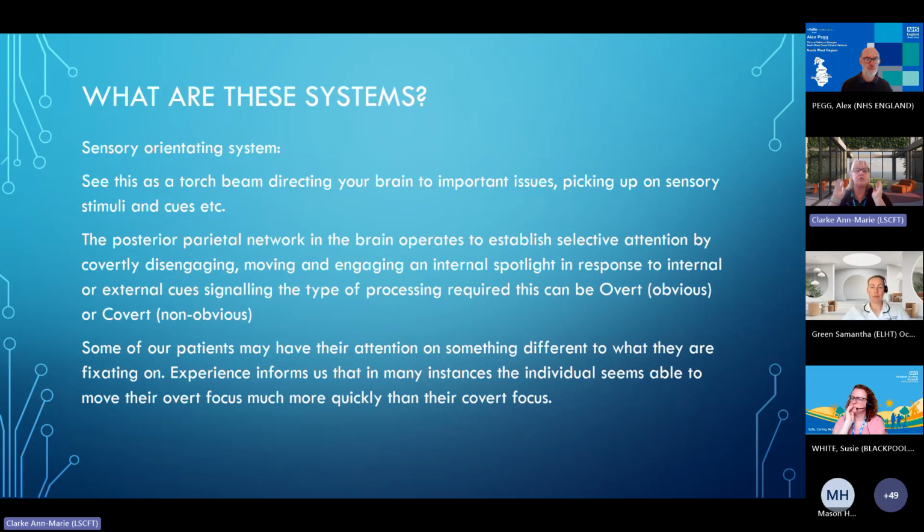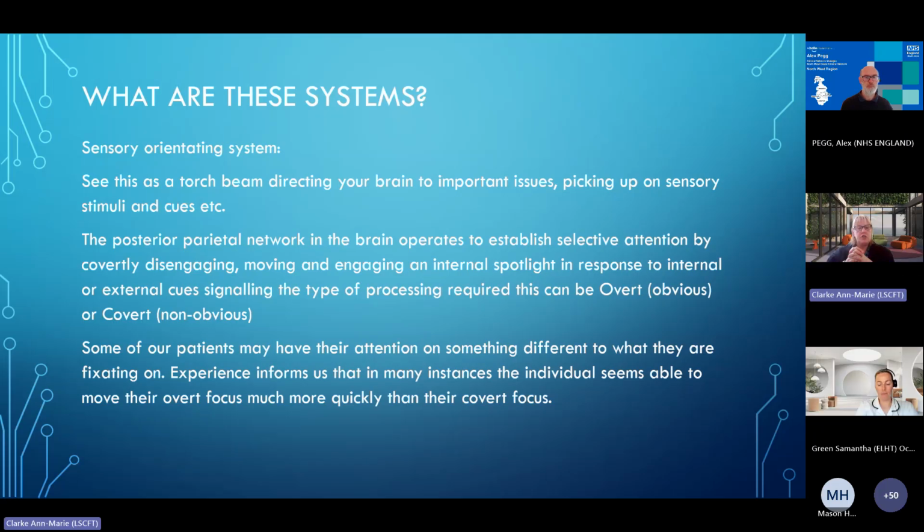So these are things that we can see in our peripheral vision, but we're aware that they're there, but we're not necessarily turning to look at them. Some of our patients may have their attention on something different to what we're actually wanting them to fixate on. And experience informs us that in many instances, the individual seems to be able to move their overt focus, so their conscious and deliberate focus, more quickly than their peripheral, covert focus.